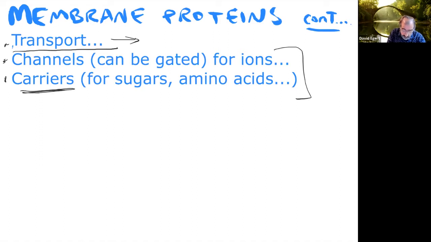Some carriers are just simple, like revolving doors. The ones we've looked at so far are just going to let glucose, or an amino acid for instance, move in or out depending on its concentration gradient. What I'm going to talk about now are co-transporters.